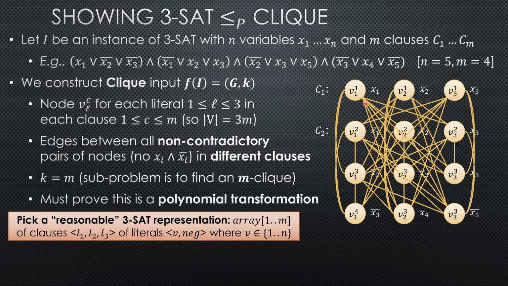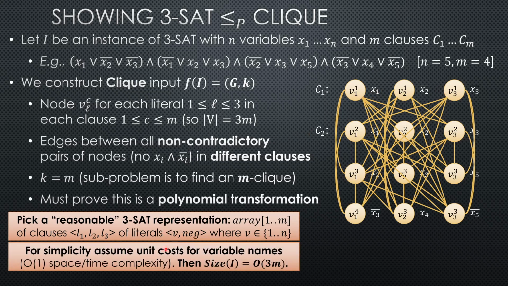So I have to pick some reasonable representation of the 3-SAT input. My reasonable representation will be an array of M entries that represent clauses. Each of these clauses is a triple of literals. Each of the literals is a pair containing a variable name. Sorry, this is the 3-SAT formula. So the literal will have a variable name, which I'm going to assume is just a number in 1 to n. All the variables are just named 1 to n. And then a negation bit, which specifies whether this literal means variable x1 or negative variable x1. So this negation bit is just a single bit.